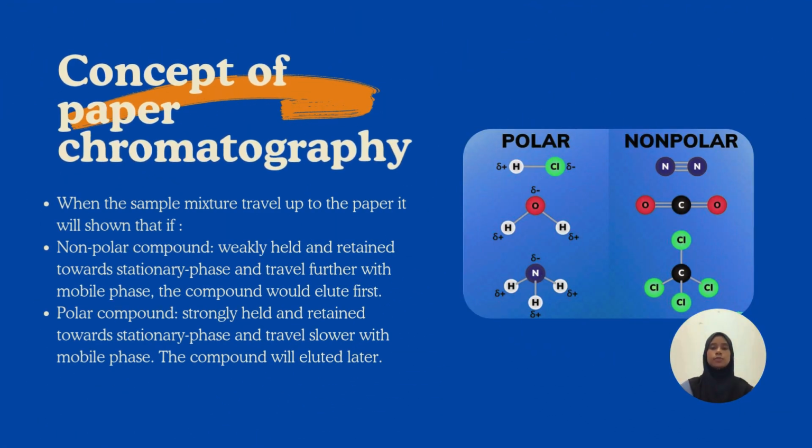So the concept of paper chromatography is that when the sample mixture travels up the paper, non-polar compounds are weakly held and retained by the stationary phase and travel further with the mobile phase. Polar compounds are strongly held and retained by the stationary phase and travel slower with the mobile phase. And plus, the non-polar compound will elute first, while the polar compound will elute later.